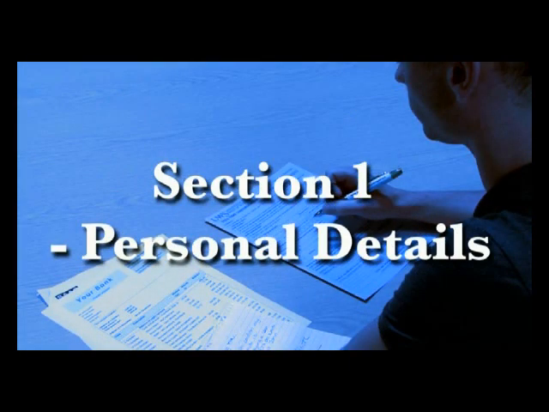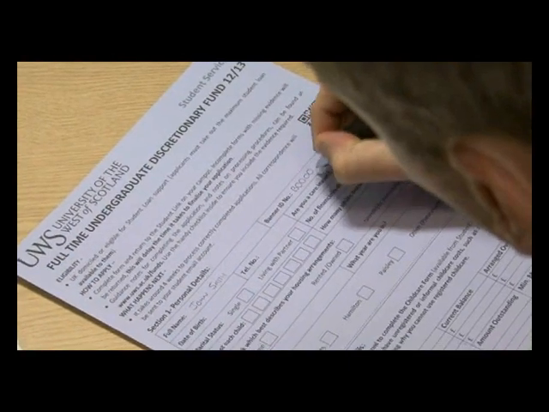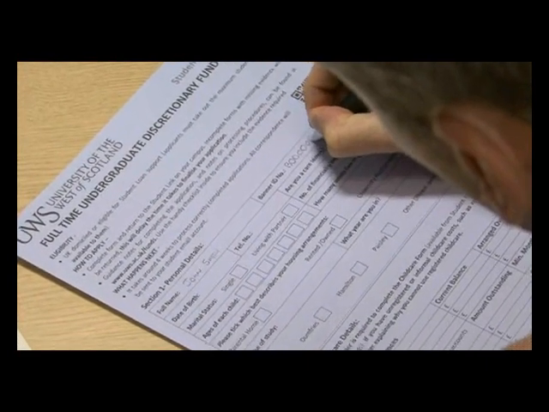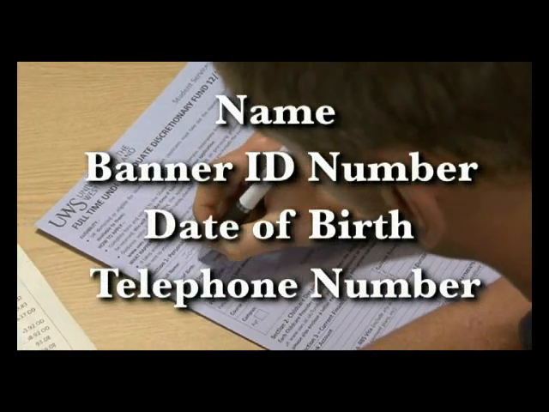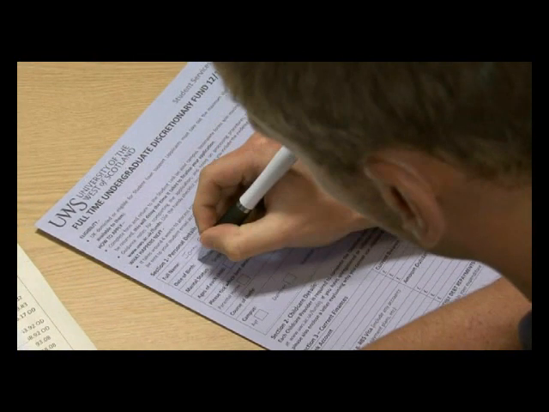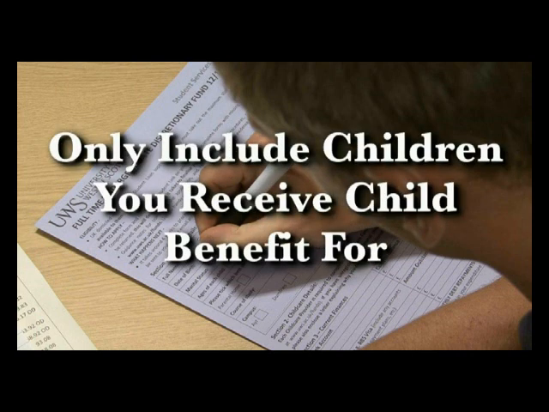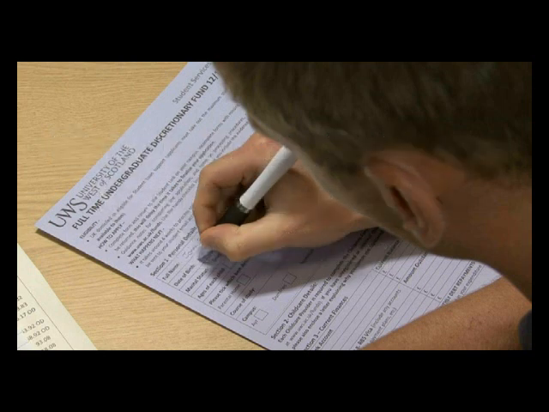Section 1. Personal Details. In Section 1, please complete your personal details, making sure to include your name, Banner ID number, date of birth, and telephone number. When telling us how many dependent children you have, you should include only those who you receive child benefit for. If you have a child who still lives with you, but is no longer deemed financially dependent, you can include them as an adult living in the household, but should explain this in Section 4.